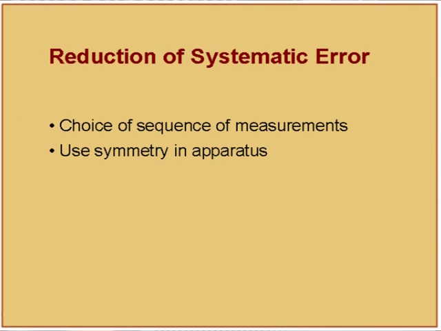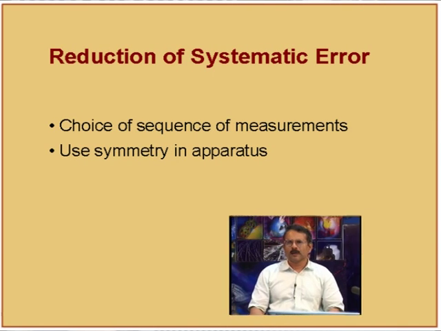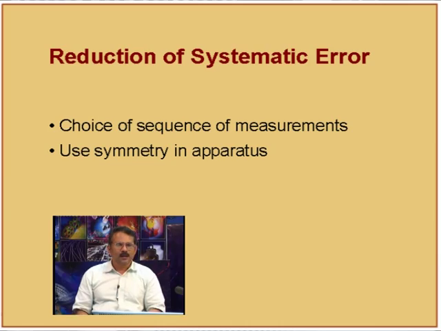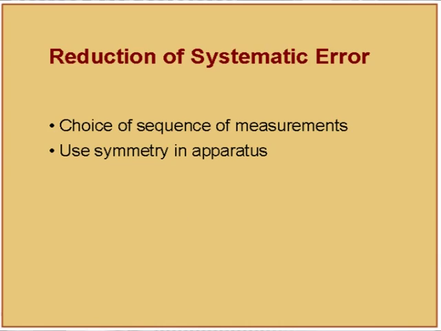Now, we have discussed reduction of random errors by repeating the readings and averaging. How do you reduce systematic errors? This is a much more involved topic, because it all depends on what kind of error is present. Yeah, there is a question here.